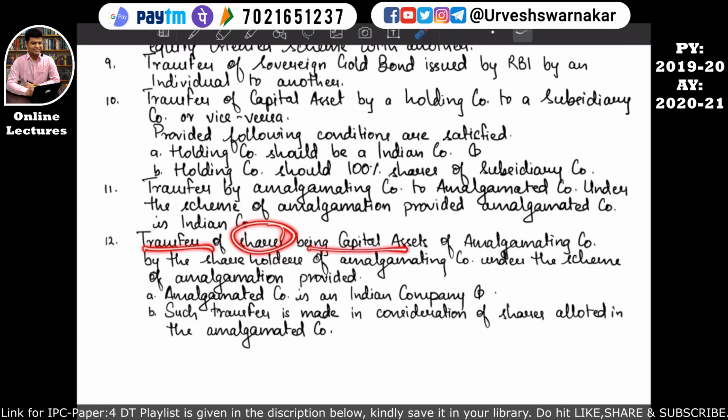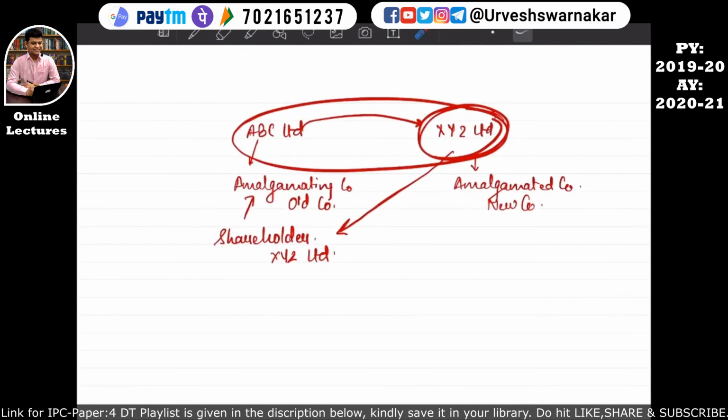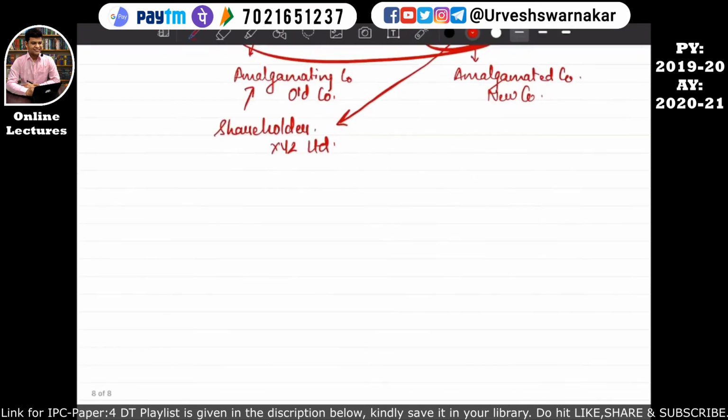Transfer of shares being the capital asset. So the old company's share, that is the amalgamating company's share, is the capital asset of the shareholders, and the shareholders are transferring the capital asset of this amalgamating company under the scheme of amalgamation, provided that the amalgamated company is an Indian company and such amalgamated company is giving the shares of new company, that is the amalgamated company, to the shareholders, then it will not be considered as transfer. I hope this is quite clear to you all. I think it is quite complicated at your level, but it is given in your syllabus, that's why I'm explaining it to you all. Again, I'll explain you.